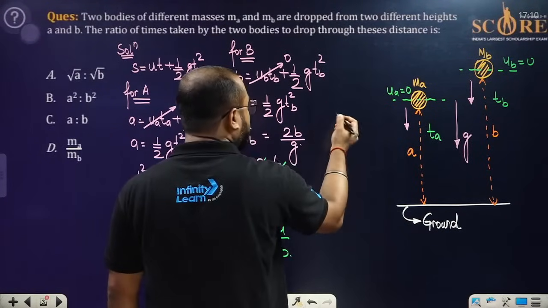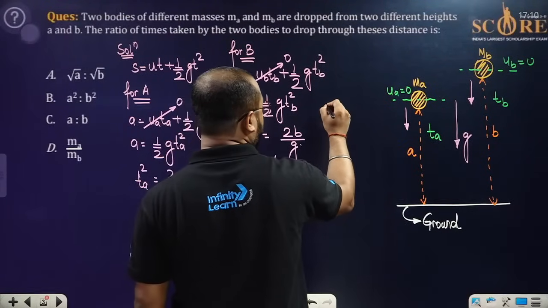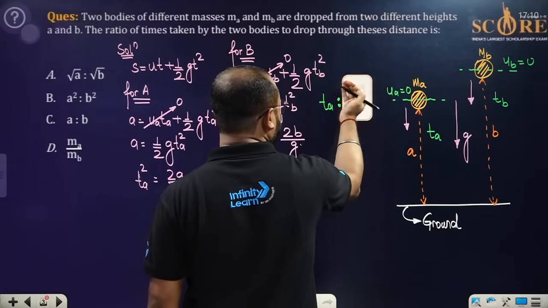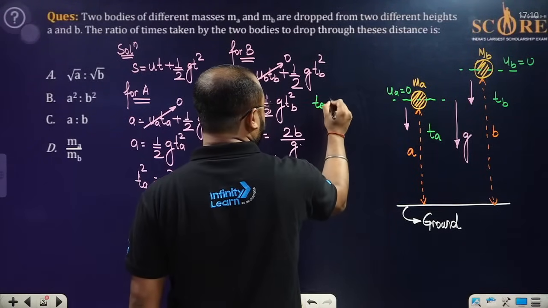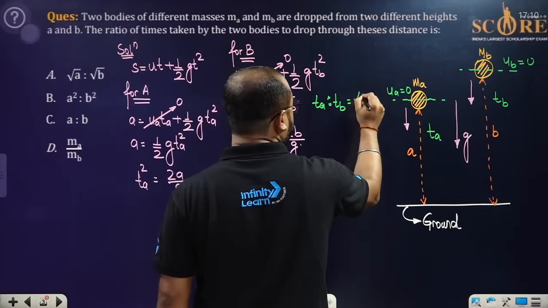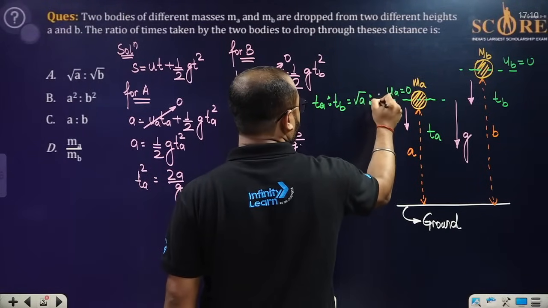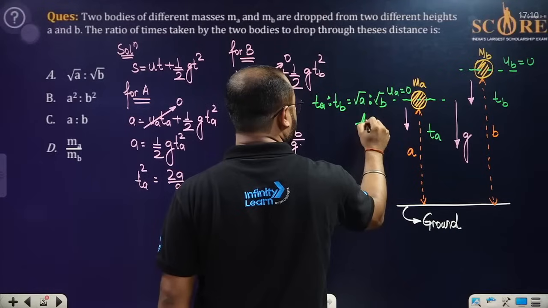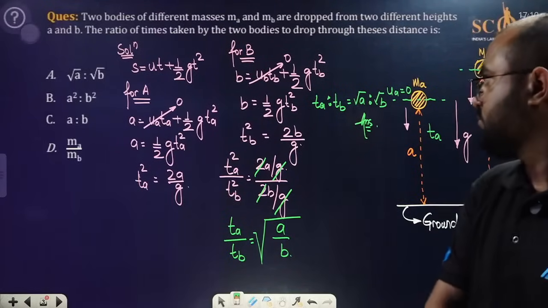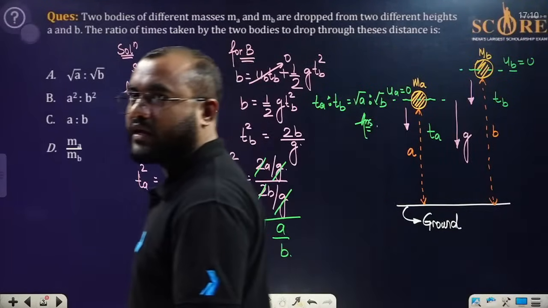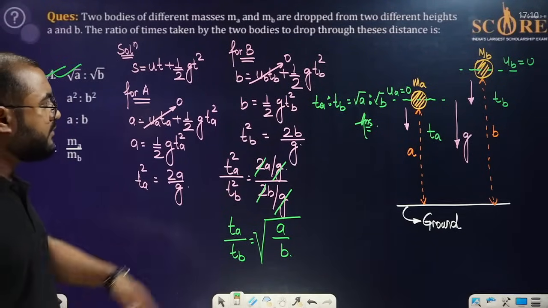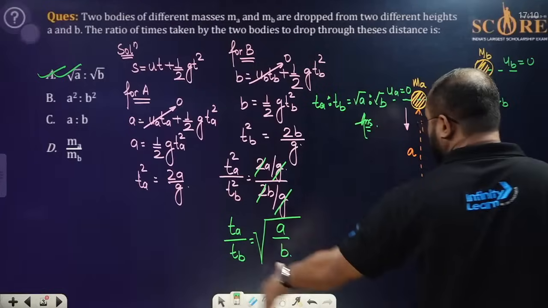In short, we can write it down: the ratio of time of body A to time of body B is root a to root b. I hope you have understood this much. Okay, this will be the option. Yes, very good people. That is option A. Fantastic. Option A is the correct answer for this. I believe you might have understood that entire solution, how to find it out.